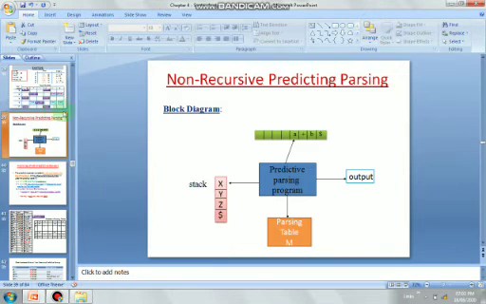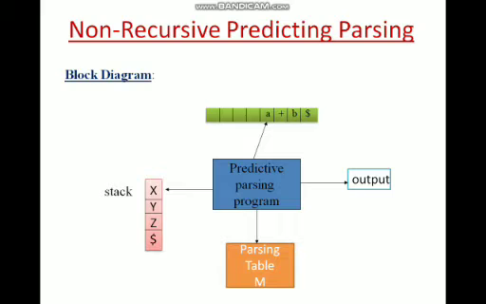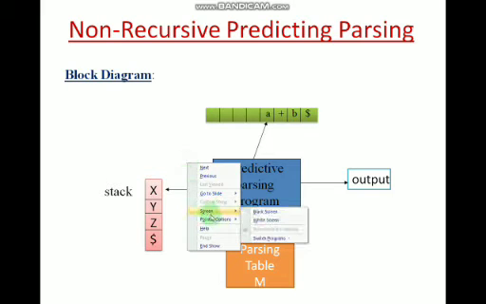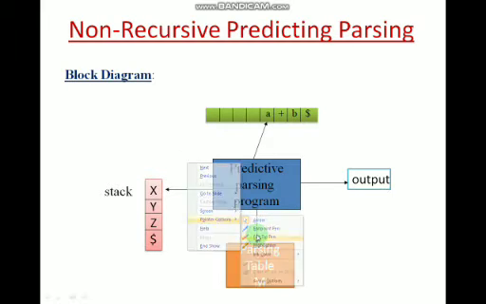Hello everyone. In this video of compiler design we will see the working of the non-recursive predictive parser. So let's see how it works. First of all we will see its block diagram, then we will discuss its working.